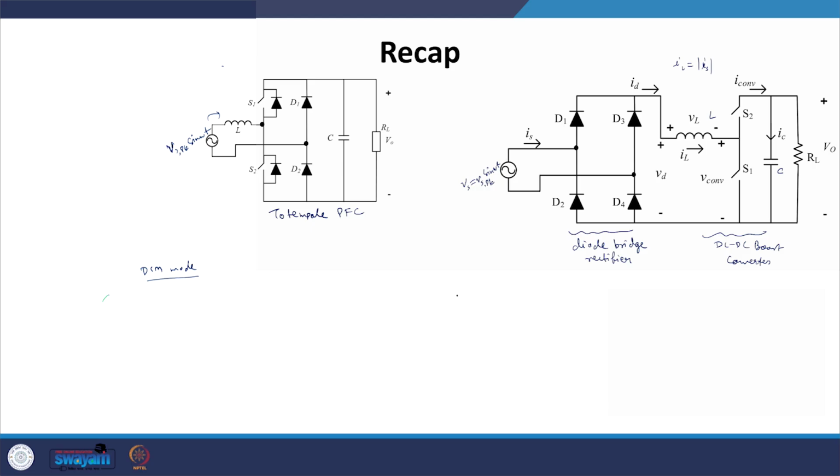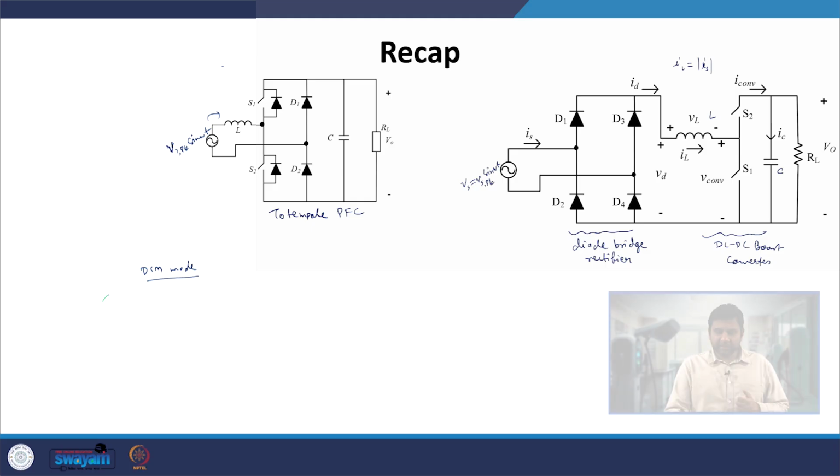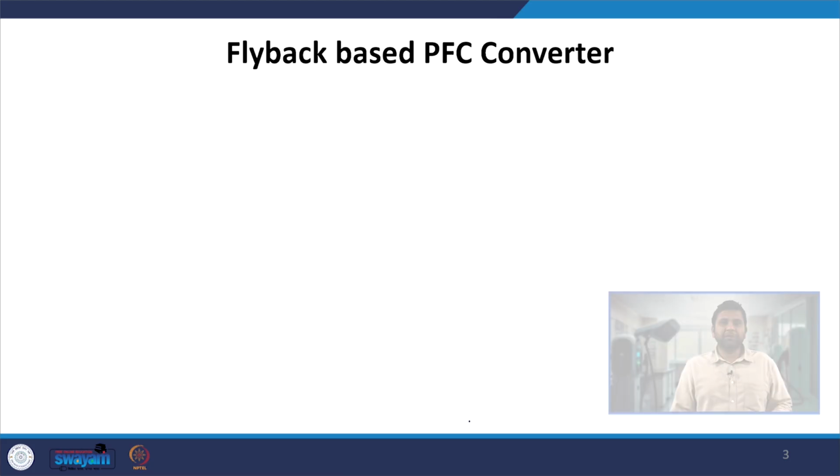Now, one question can be asked: can only this be the method by which you can have a constant or regulated voltage at the output while drawing unity power factor current from the source? There are other methods also which can be used. For example, the flyback based PFC converter.